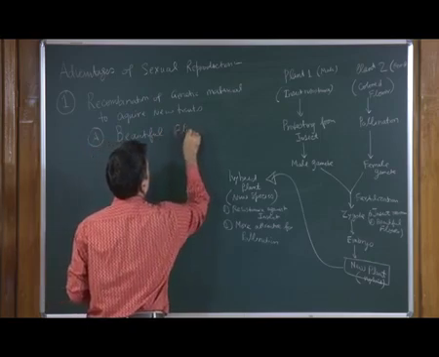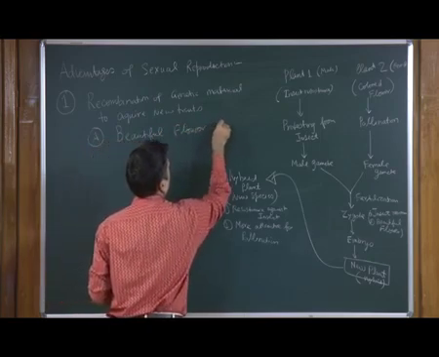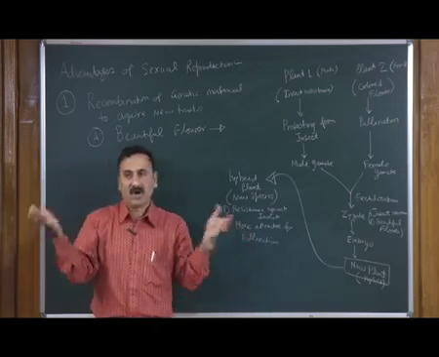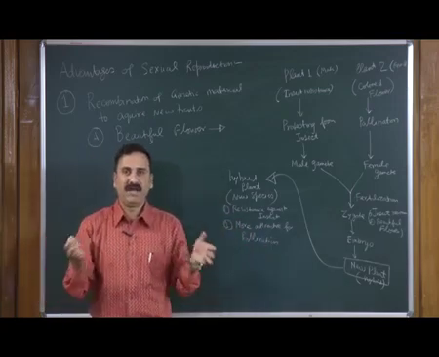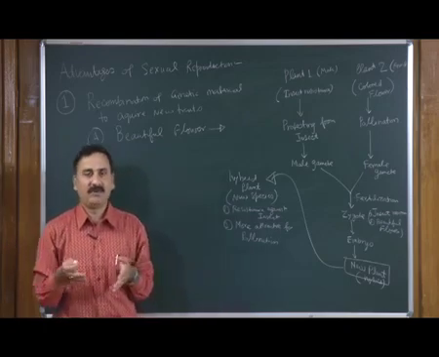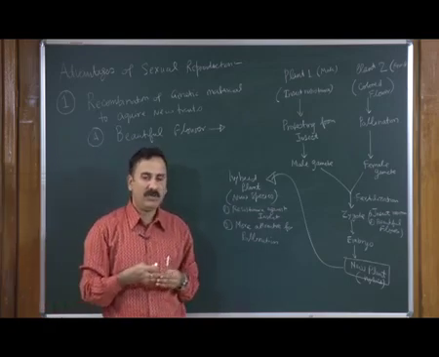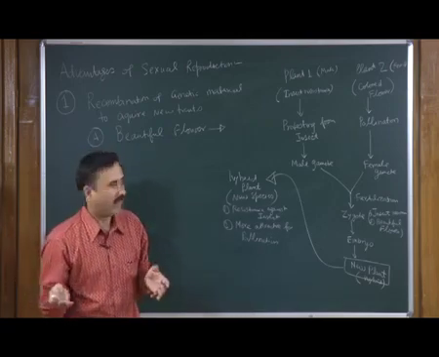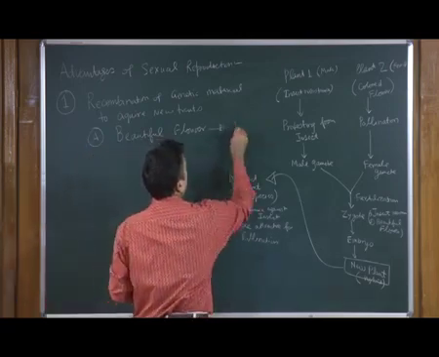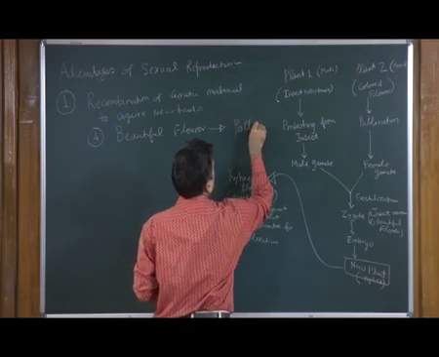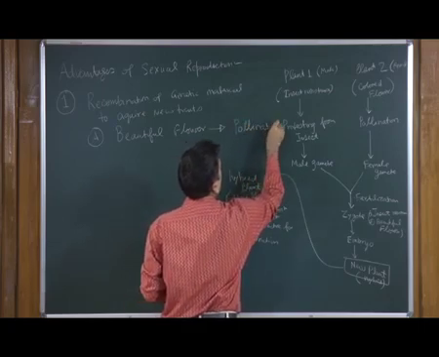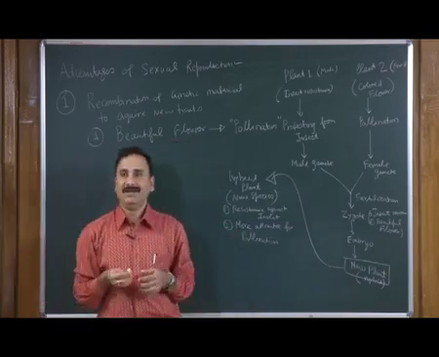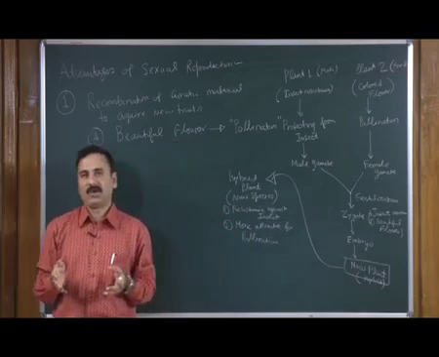Now, these new traits could be in terms of having a beautiful flower. This beautiful flower could be a combination of different colors in the flower petal itself, or it could be an entirely different kind of flower. That is going to help in pollination. And pollination is very important for the success of sexual reproduction in plants.